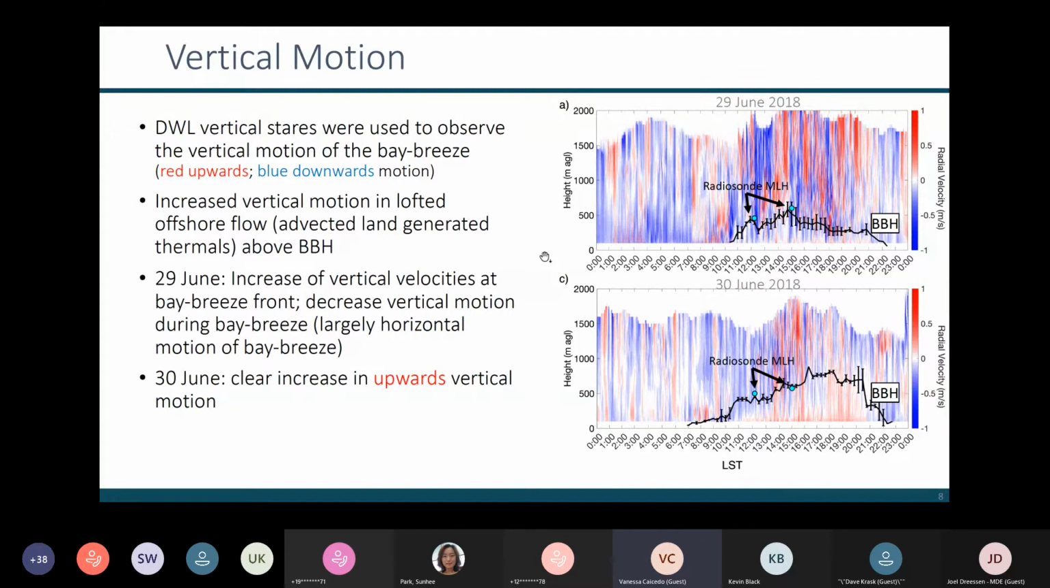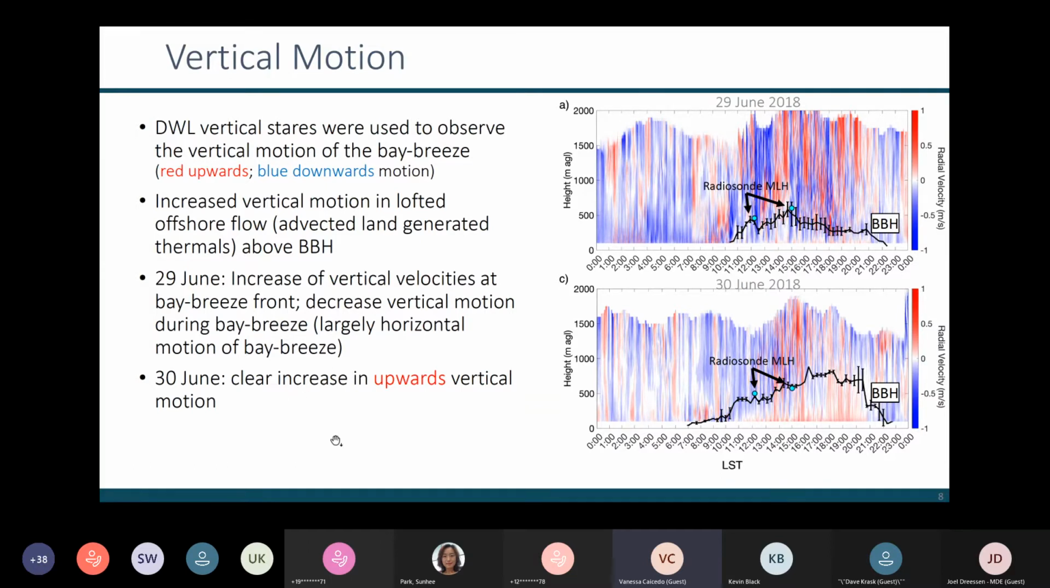On June 29th, we see more of a textbook development of vertical flows in relation to the Bay Breeze. We get an initial increase in vertical velocities right before we're able to detect a Bay Breeze, and that's what we call the Bay Breeze front. And we see decreased vertical motion within the Bay Breeze flow. So just under that black line, we do see a significant decrease in that vertical motion. And again, that's not surprising, just because the Bay Breeze is going to be a largely horizontal motion.